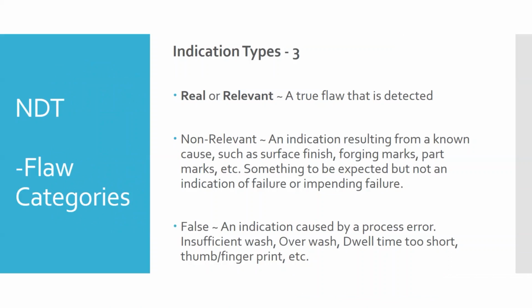And so when you perform some kind of a test or inspection, the thing we want to find are real or relevant indications. And those are a true flaw. That can be something like a crack, corrosion, thinning, a disbond or delamination if we're doing composites, and that kind of thing. So those are known as real or relevant.